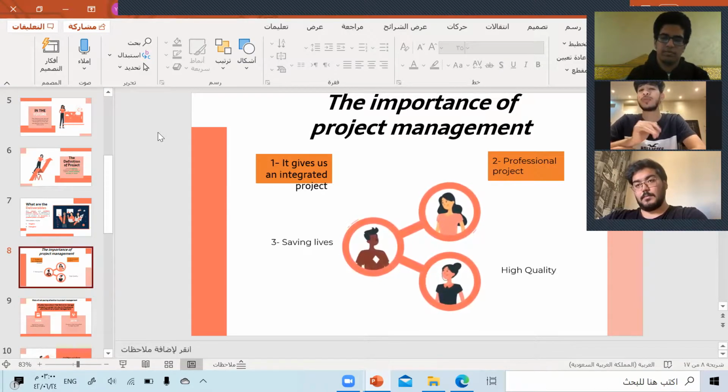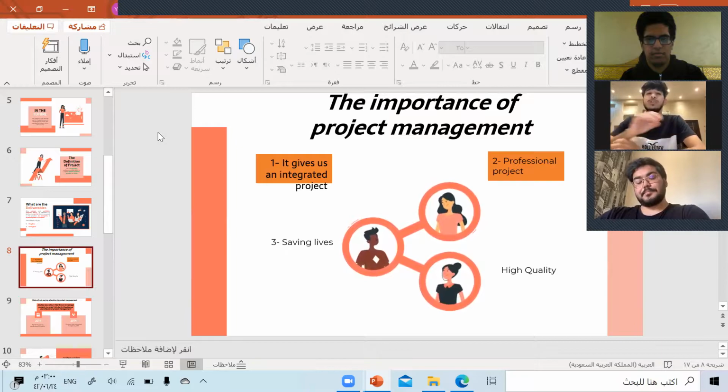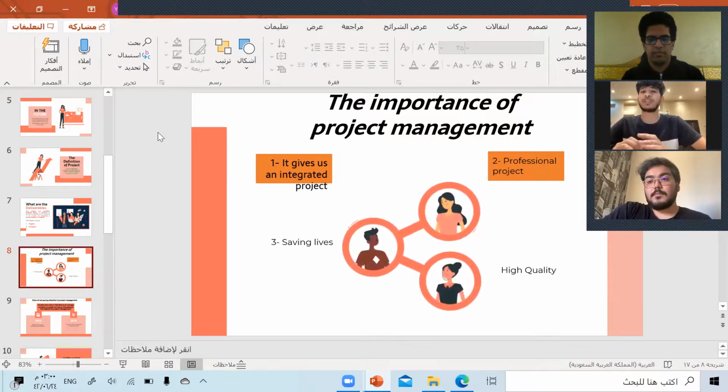For example, about saving lives. If you build a building not professionally, just like doing this project not professionally, just working like this, maybe it is dangerous and a risk for the people in this building. And let's go to the next slide.